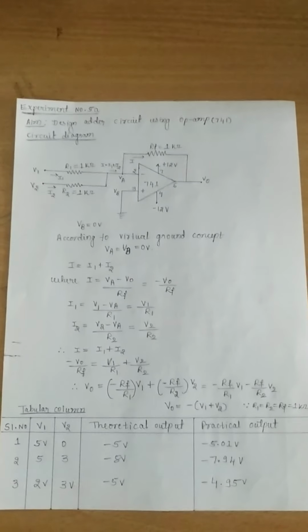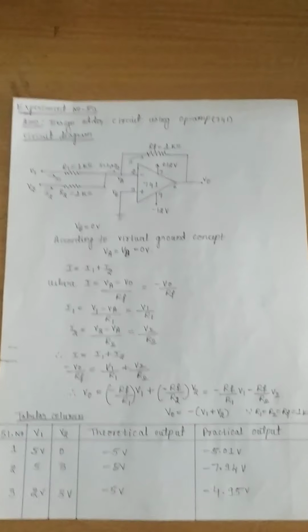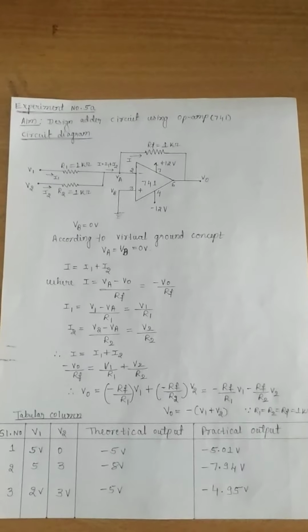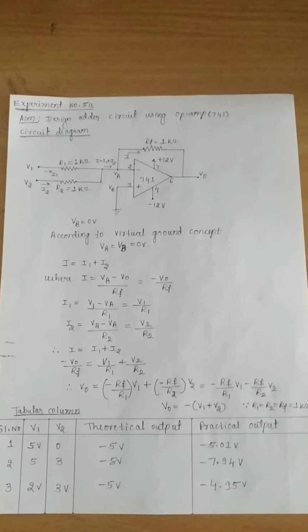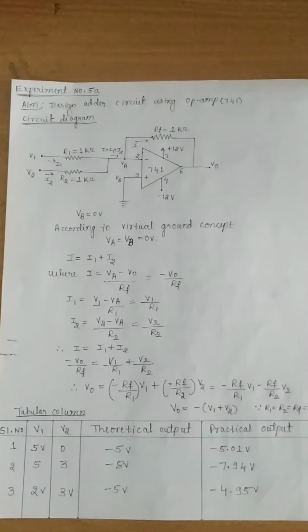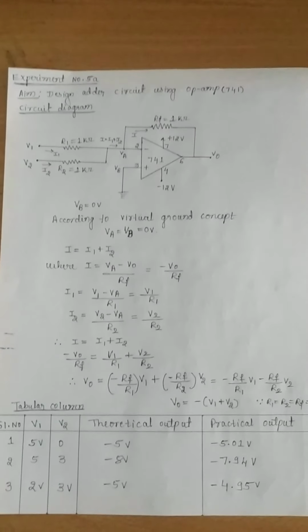Today we will do the experiment on designing an adder circuit using op-amp 741. This is the 5th experiment according to your syllabus. The circuit diagram for this adder is shown in the figure here.